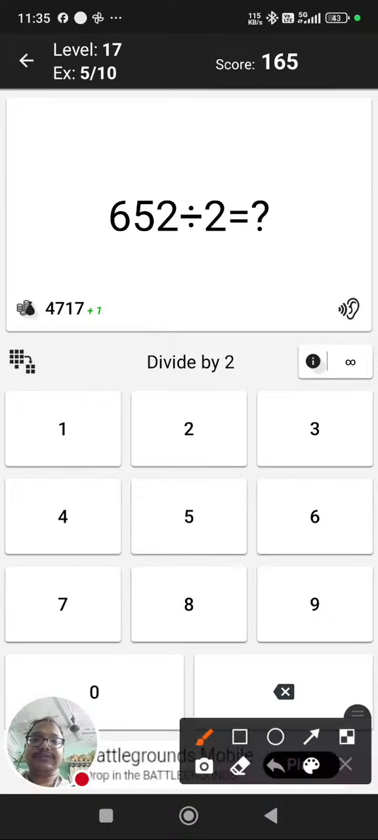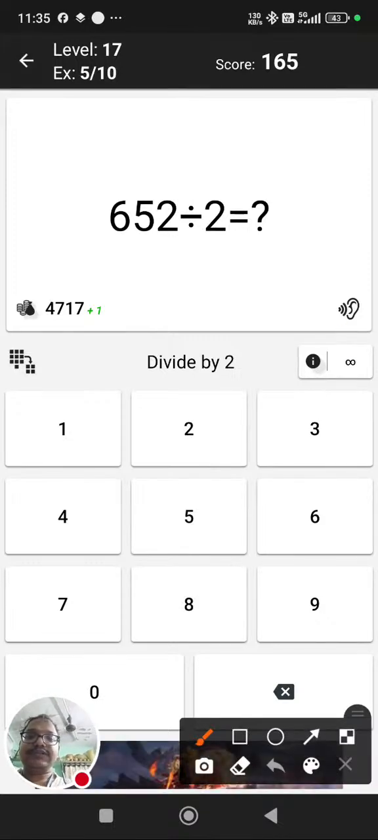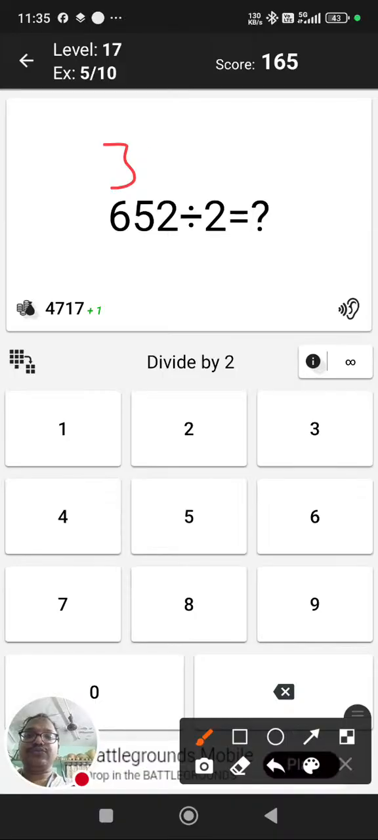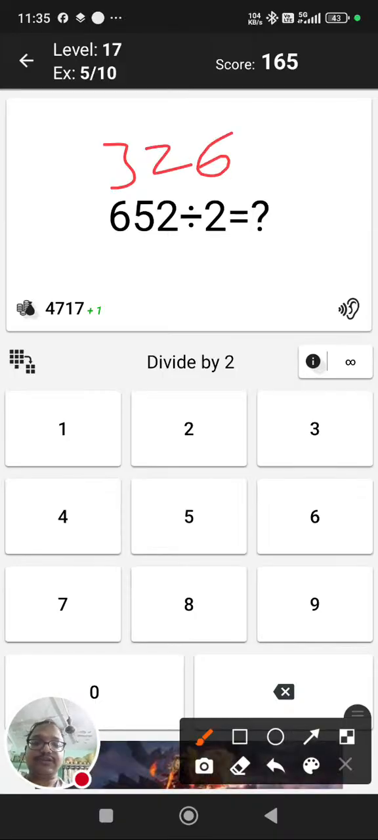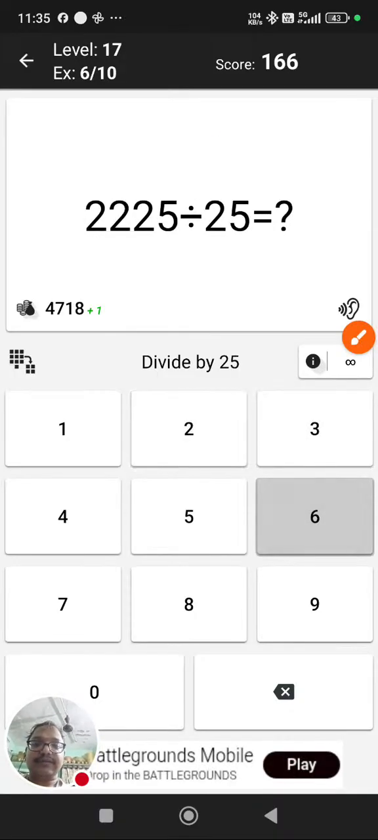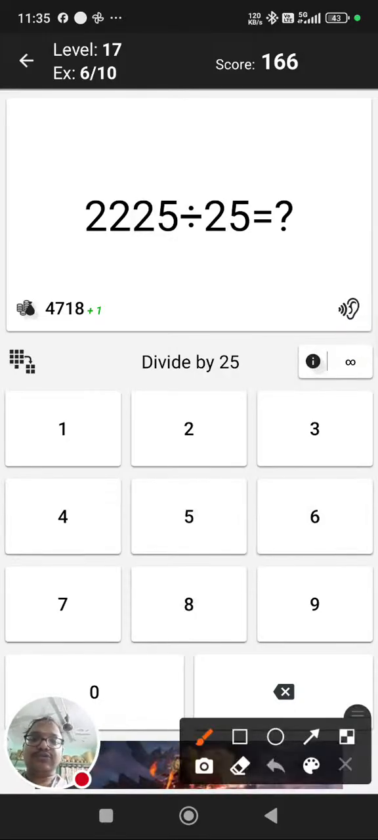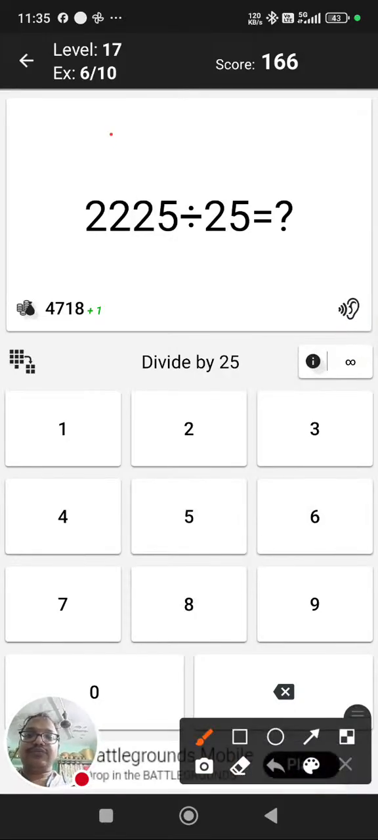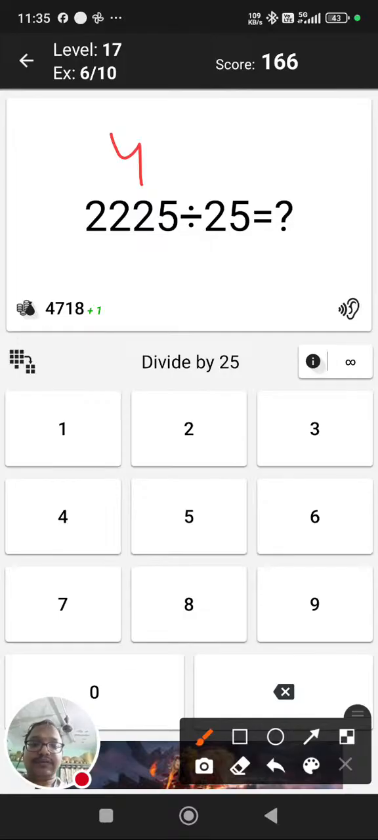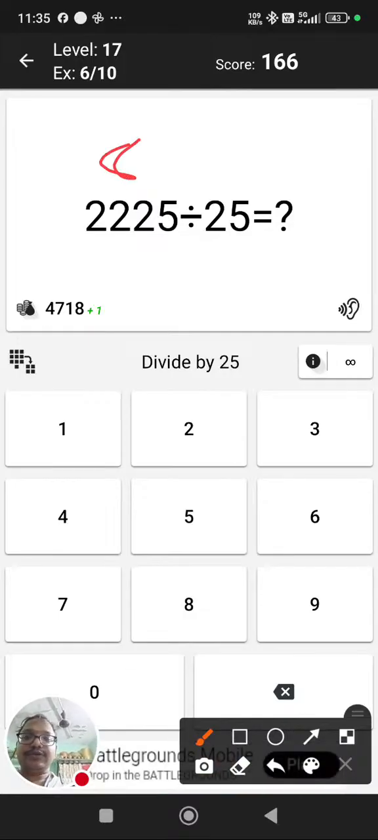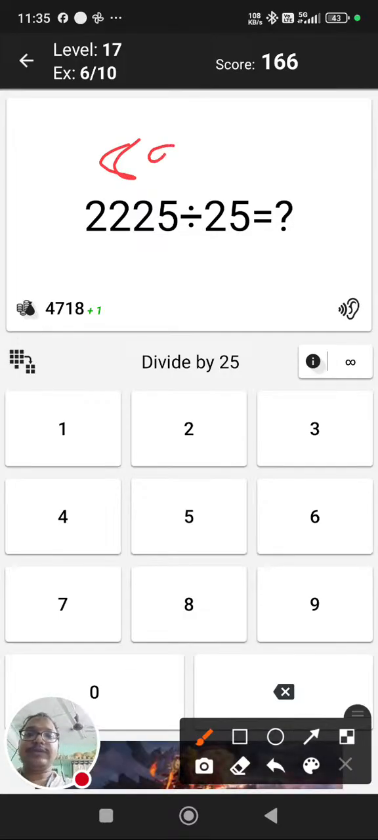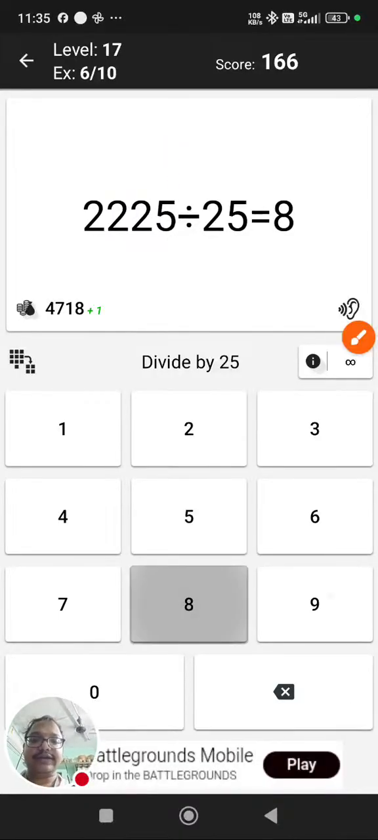Here we see 625 divided by 2. 6 2 3 times 2 2 times and 6 times 326 is our answer. Next, 25 8 times will be 200. We get 225 which will be 9 times. So answer will be 89.